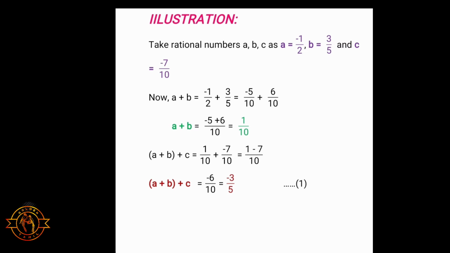And at the end, a plus b is equal to minus 5 plus 6 divided by 10. What is the final answer we get? 1 by 10. So a plus b is equal to 1 by 10. And now we are going to add c to this a plus b. So we get 1 by 10 plus minus 7 by 10, which is equal to 1 minus 7 by 10, which is equal to minus 6 by 10. Since 2 is common in both numerator and denominator, we cancel it by 2. So we get minus 3 by 5, and a plus b plus c is equal to minus 3 by 5.